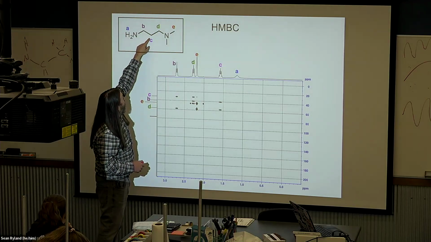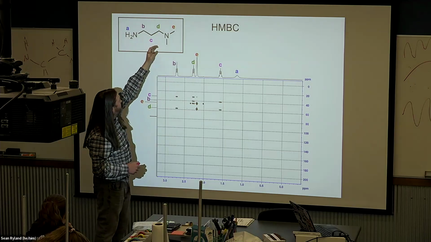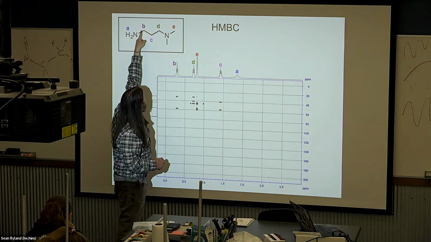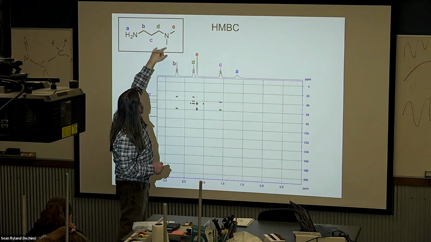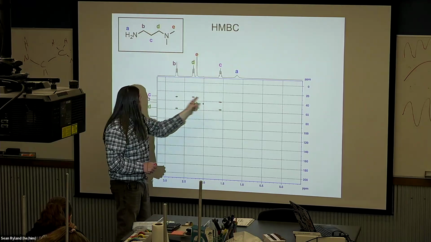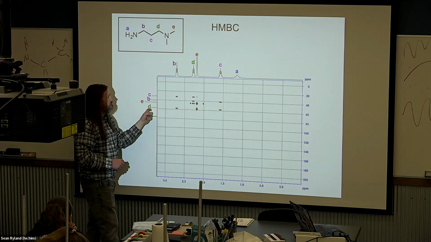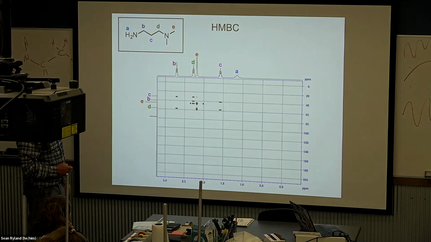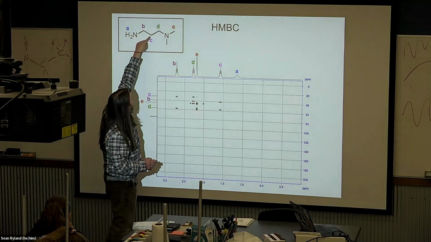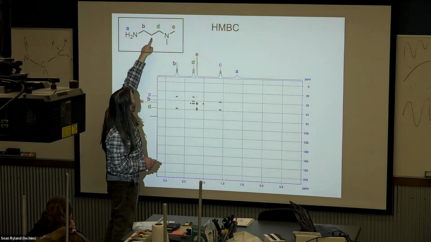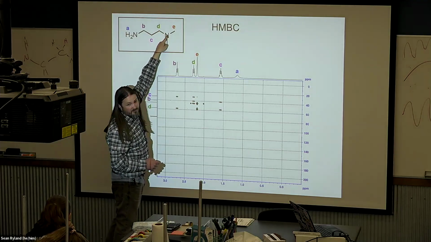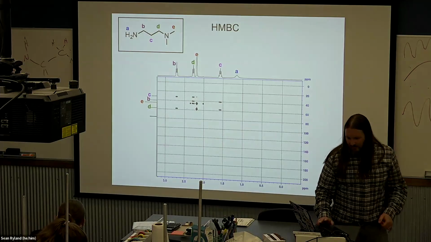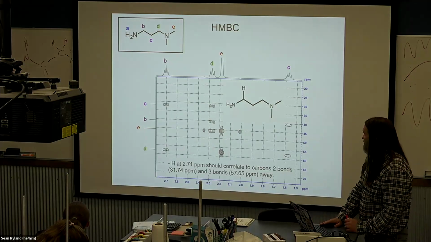C should also have 2 signals, right? Proton C, 2 bonds, 1, 2, 1, 2. So we should see B and D show up here. Boom, boom. Why don't we see E show up? Because remember, you have to count the bond for C. 1, 2, 3. So you don't forget to count. That's why the figure always draws in the hydrogen so that you don't forget to count that as a bond.